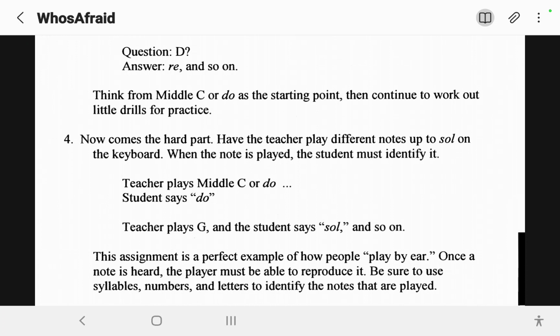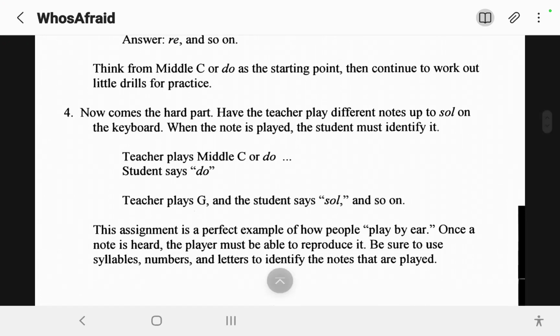I just knocked a cat, mouse, or bird, whatever it is. Okay, continuing. Think from middle C or do as the starting point and continue to work out little drills for practice. I'm not exactly sure what that means, but if anyone else understands it, knock your socks off.